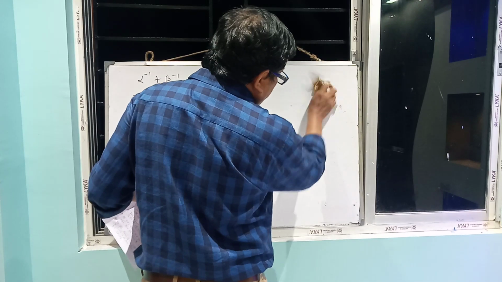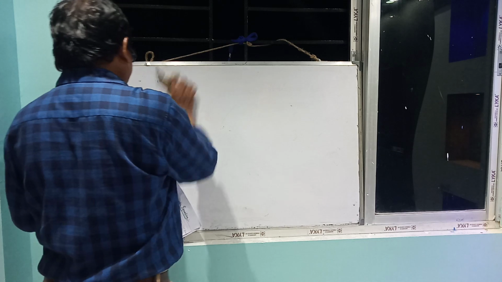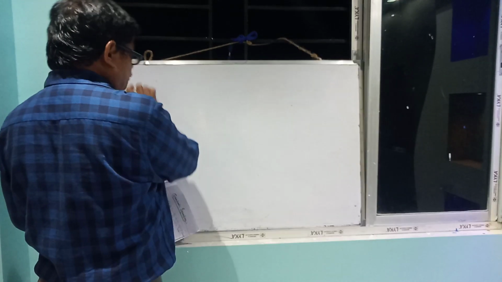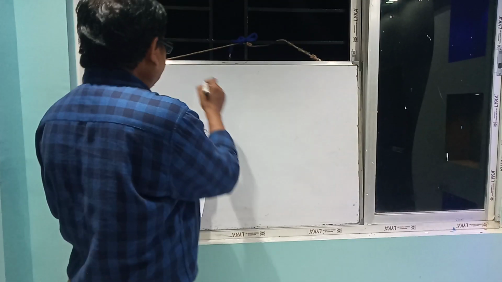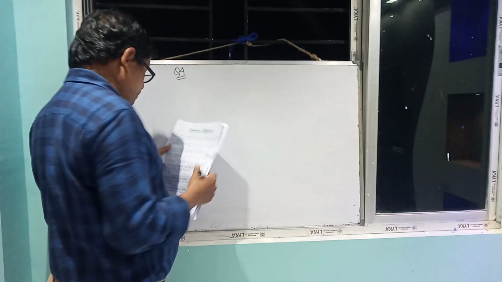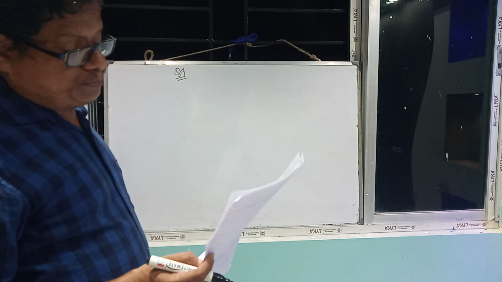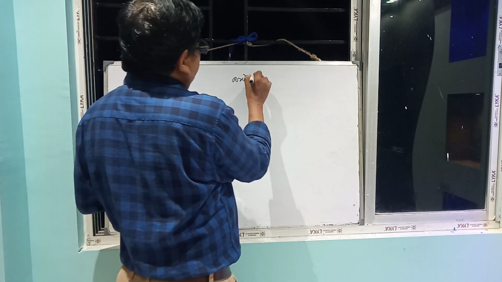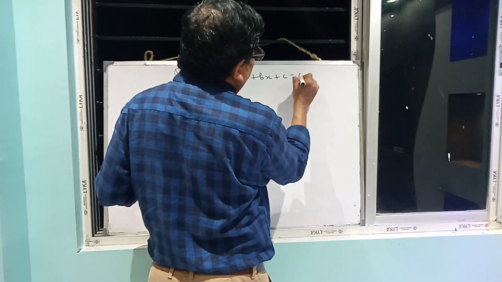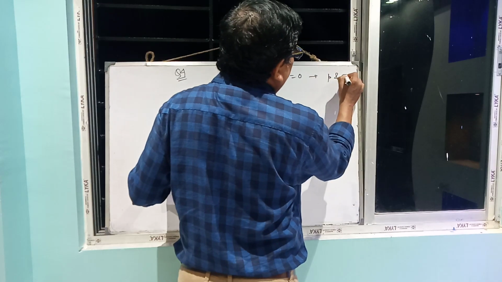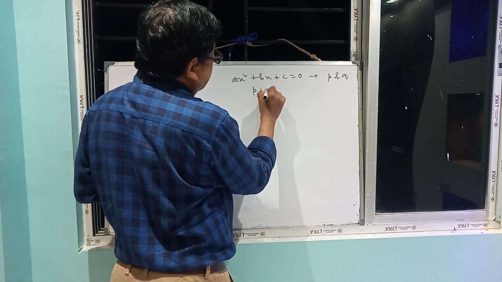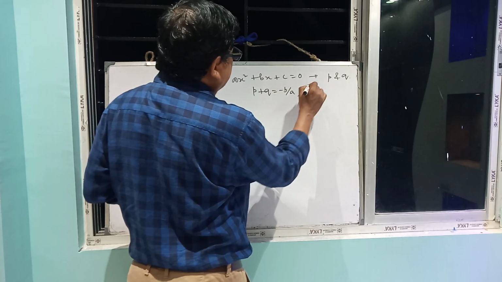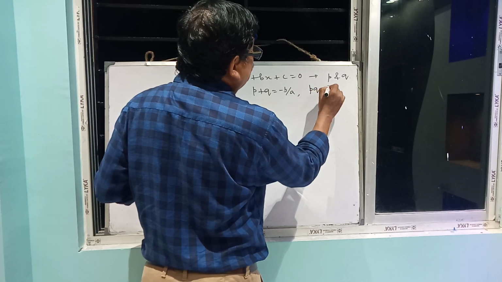Simple calculation you can do. This is very important. Question number 4, very important. That is, P and Q are the roots of the equation ax square plus bx plus c equal to 0. So the roots are P and Q, so you can write P plus Q equal to minus b by a and PQ equal to c by a.